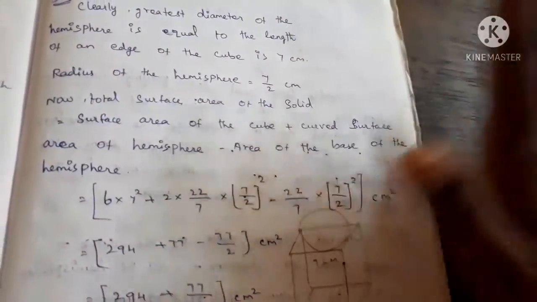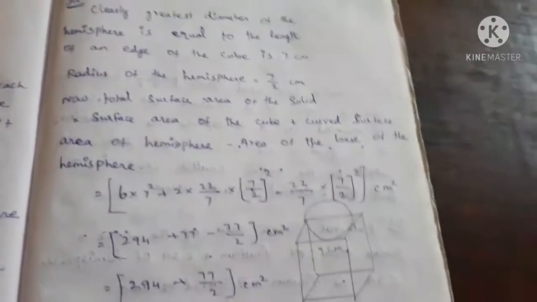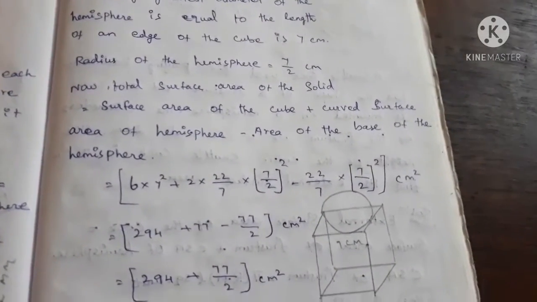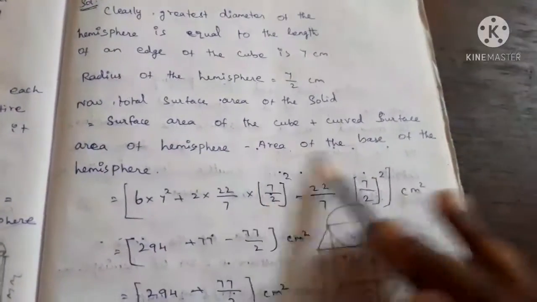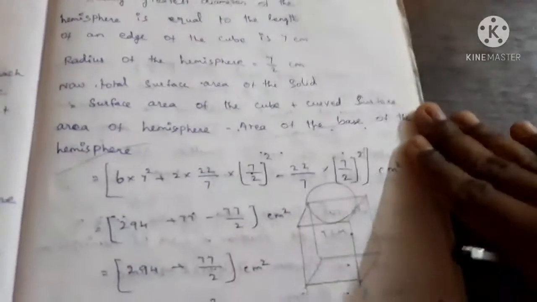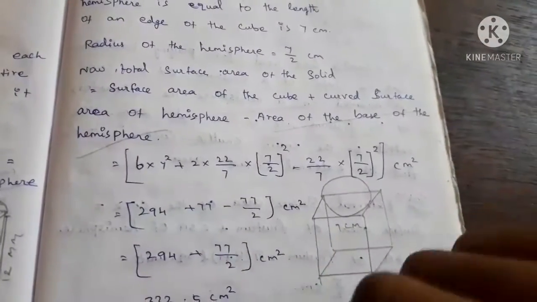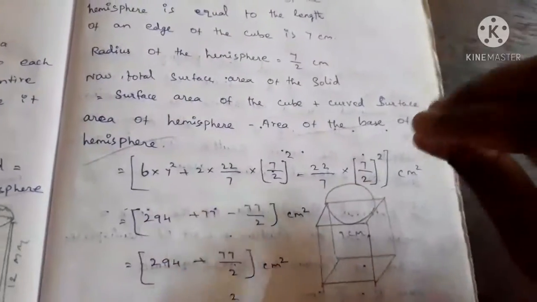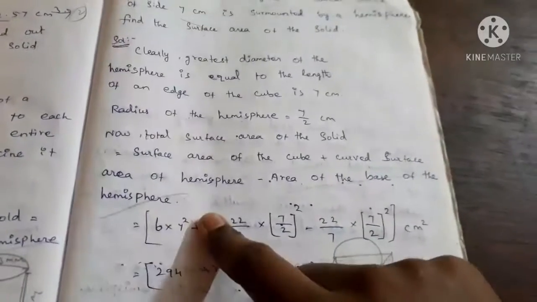Then the radius of the hemisphere. This part of the question is very important. When you understand this, only then can you move on to the sum. So the radius of the hemisphere is half of the diameter, which is 7 by 2 centimeter. Now the total surface area of the solid is the surface area of the cube plus the curved surface area of the hemisphere minus the area of the base of the hemisphere. Why am I subtracting this base? The base of the hemisphere is kept on the cube, so that edge of the cube and the base of the hemisphere will be combined, and they will not be visible outside. So you should cancel that base area of the hemisphere.